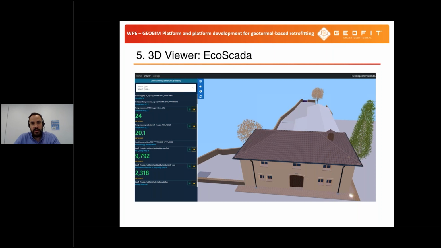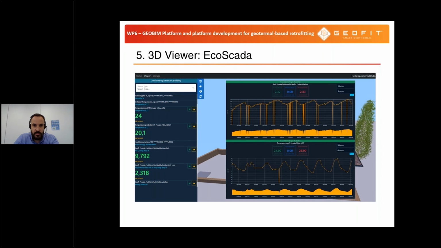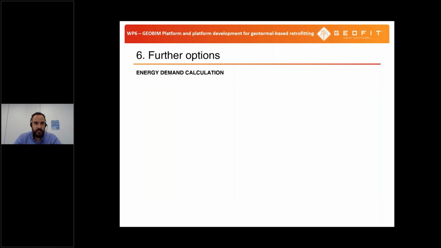In the Ecoscada, the almost real-time information from the sensors is being read by the API of the digital twin, and we get, in this case, for example, information twice a day from different sensors. For example, temperature. Here we have the information from the temperature twice a day, and also here we have the air quality twice a day.